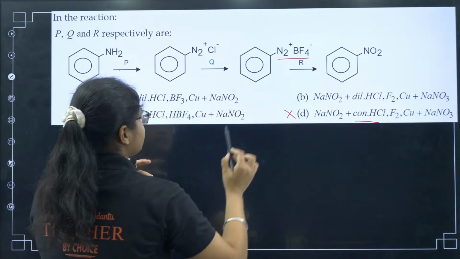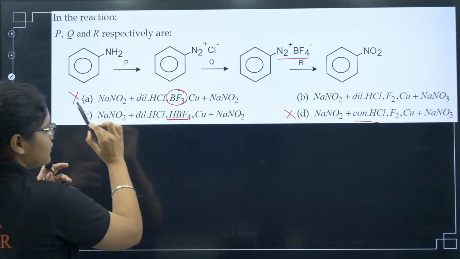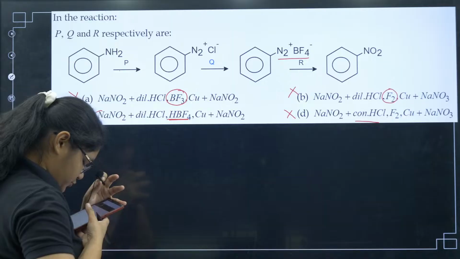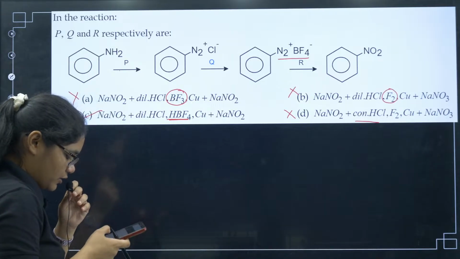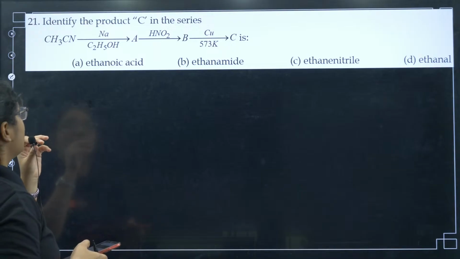Next, to add BF4-, I need HBF4. Okay, HBF4 is there, BF3 is not required, and here F2 is there, that is also not required. So that is why option number C here. Yes, all are answering correctly. Next question, can we identify here?